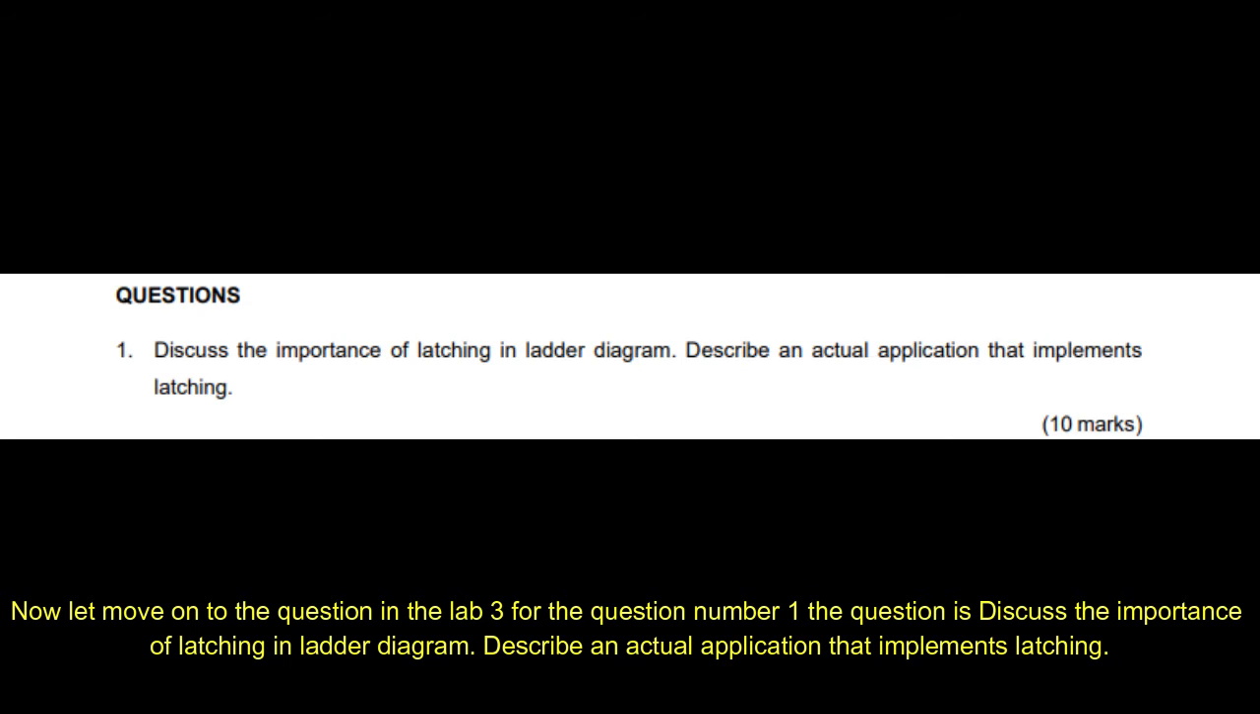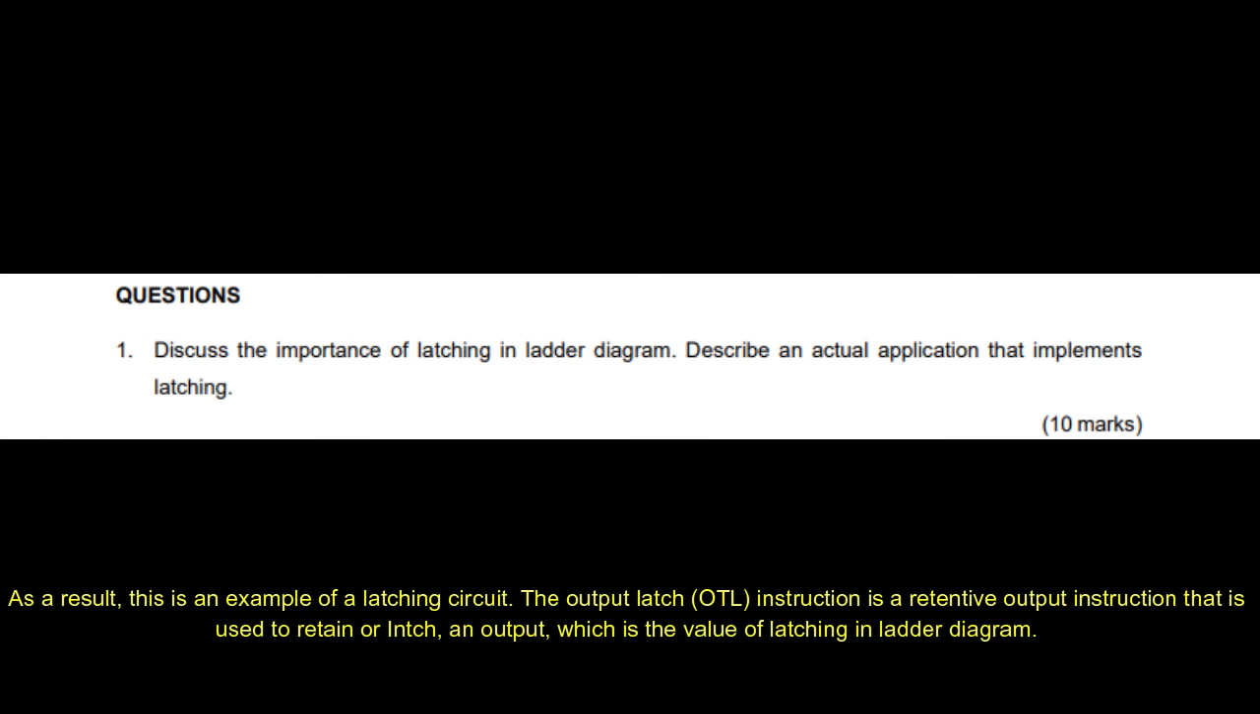Now let's move on to the questions in the lab 3. For question number 1, the question is discuss the importance of latching in the ladder diagram. Describe an actual application that implements latching. Okay, as a result, this is an example of a latching circuit. The output latch OTL instruction is a retentive output instruction that is used to retain an output, which is the value of latching in a ladder diagram.